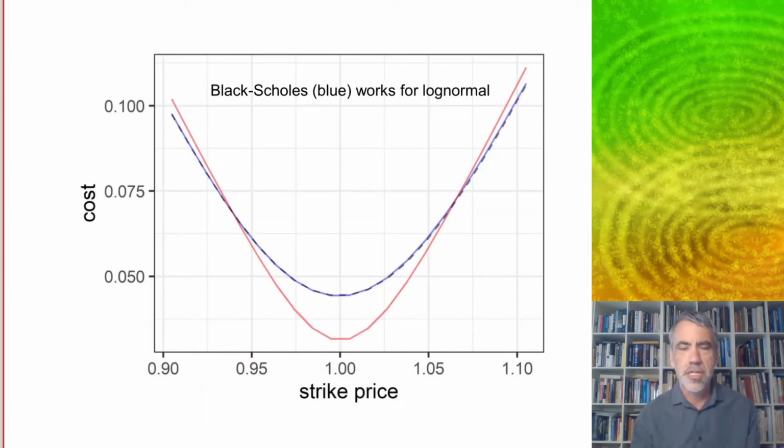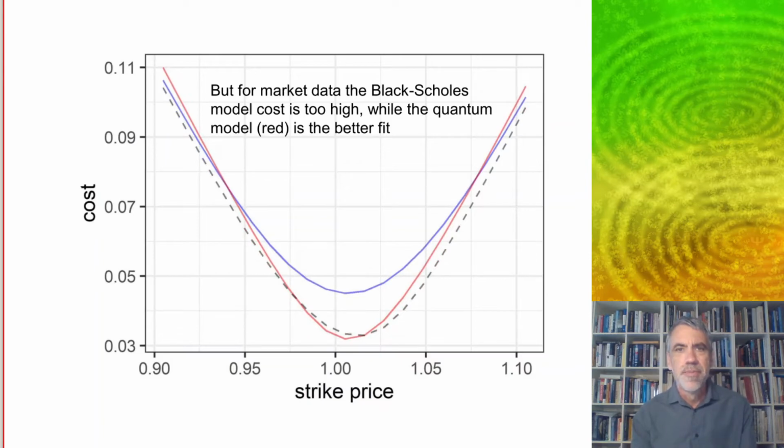And when you test it using the lognormal data, it works perfectly, as you would expect, because it's designed for that. So here there's a blue line superimposed with a dashed line, which shows the correct price curve that you expect, and the red line is the quantum model, which doesn't work in this case. But for market data, when you put actual market data instead of that lognormal data in, the Black-Scholes model cost is now much too high for an at-the-money straddle option, while the quantum model is now the much better fit. So here, again, we've simply put that formula into the Black-Scholes model, run the usual Black-Scholes algorithm using the volatility, which is now dependent on the strike price.